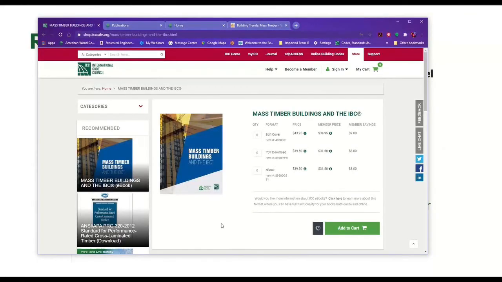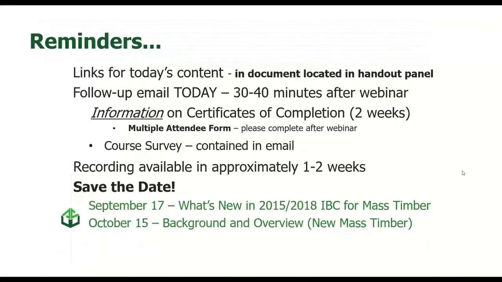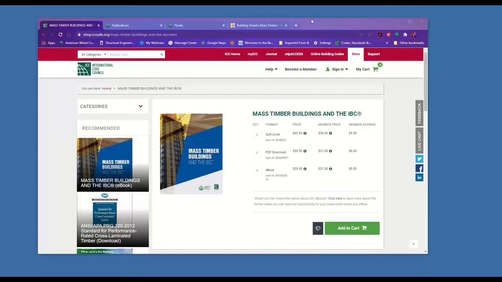Jim, maybe you can speak on the publication that is a really helpful resource for those interested in more information. In addition to the series of webinars that we put together in cooperation with ICC, we also worked with ICC to create a publication, which we've got up on the screen here for you. ICC is making it available, and the publication is titled Mass Timber Buildings in the IBC. The publication itself goes into far greater detail than any of the webinars that were put together in the series.